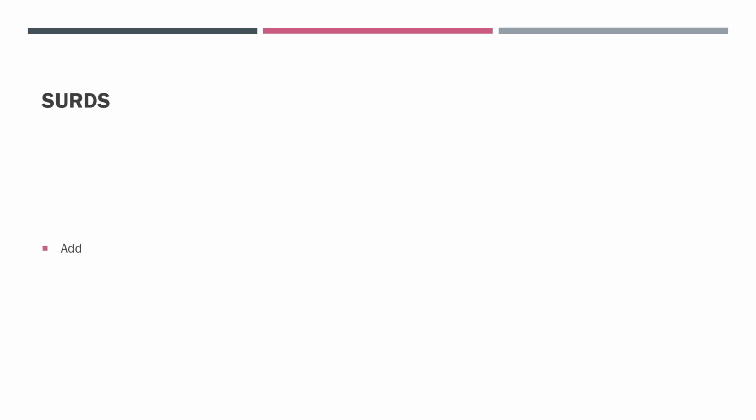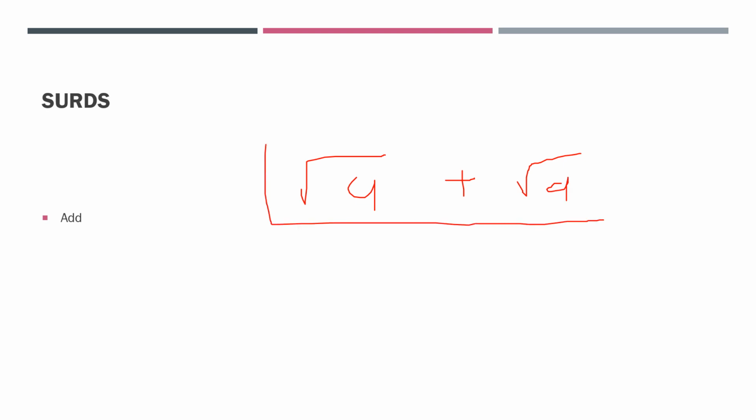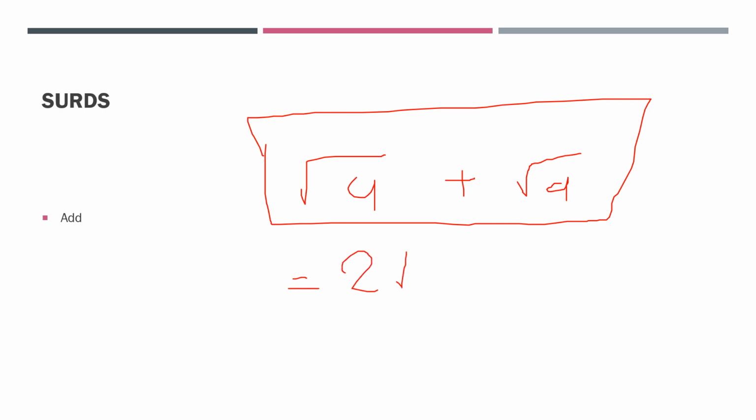We're going to start by adding the sets. You can only add sets if what is inside the square root is the same. Let's say for example you have the square root of a plus the square root of a. That is when you can add your sets. The square root of a plus the square root of a will be equivalent to 2 square root of a. You basically treat your square root of a as a variable, as if you have a plus a, which is going to be 2a.